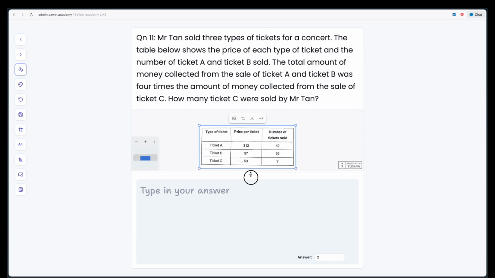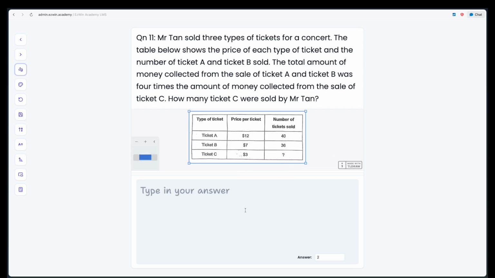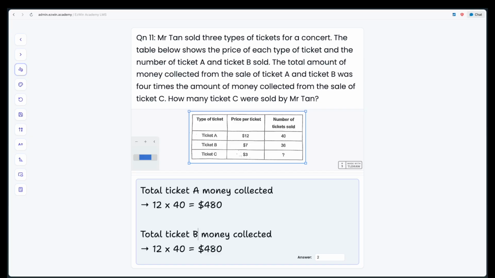Okay, so in this case, we know that ticket A costs $12 and ticket B is $7. So that means, let's write it down. Total ticket A price, or money collected, is equal to $12 times 40. This will give us $480. What about total ticket B money collected? For B, it's not $12, it's $7, and then we times 36. So 7 times 36, if you do your calculations, is $252.